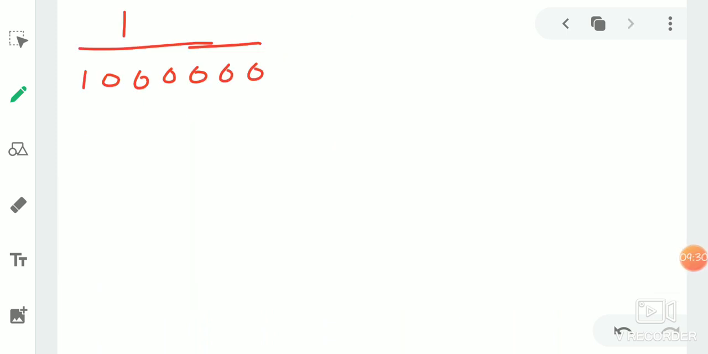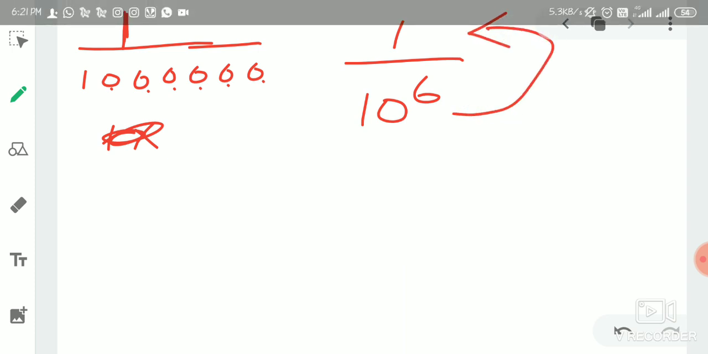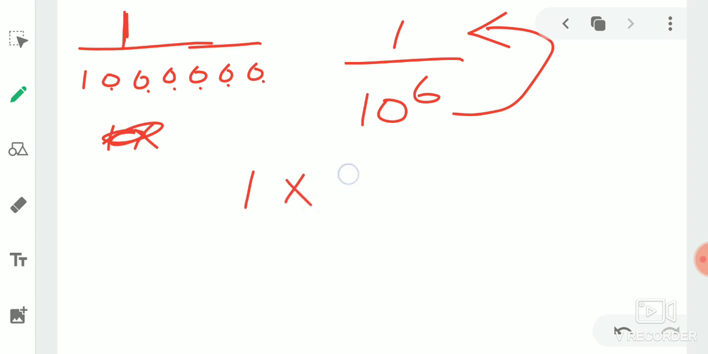If I have this usual form, I have to convert it into the standard form. What do we do in the standard form? Here we have 1. I can write it as 1 multiplied by how many zeros? 1, 2, 3, 4, 5, 6. Or you can write it as 1 divided by 10 raised to power 6. Or if you bring this thing to the numerator, you can write it as 1 multiplied by 10 raised to power minus 6.